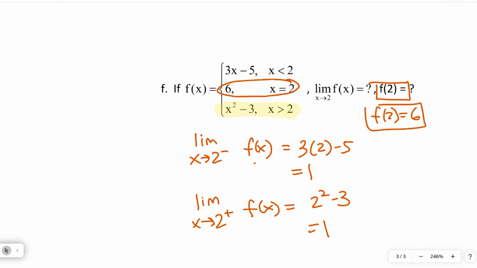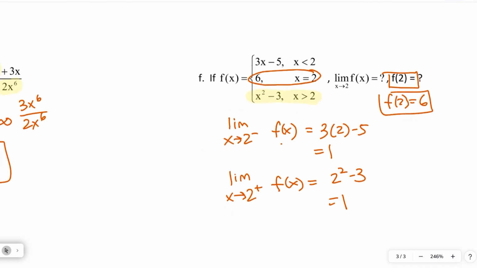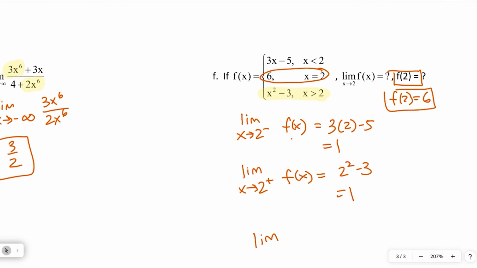Since these two limits are the same, we can safely say that the limit as x approaches 2 of f of x is 1. And that's because we got the same limit on the left and the right-hand side. And basically what that's saying is that those two pieces are coming together. Okay, they don't actually touch each other because the function is defined elsewhere when x is 2.